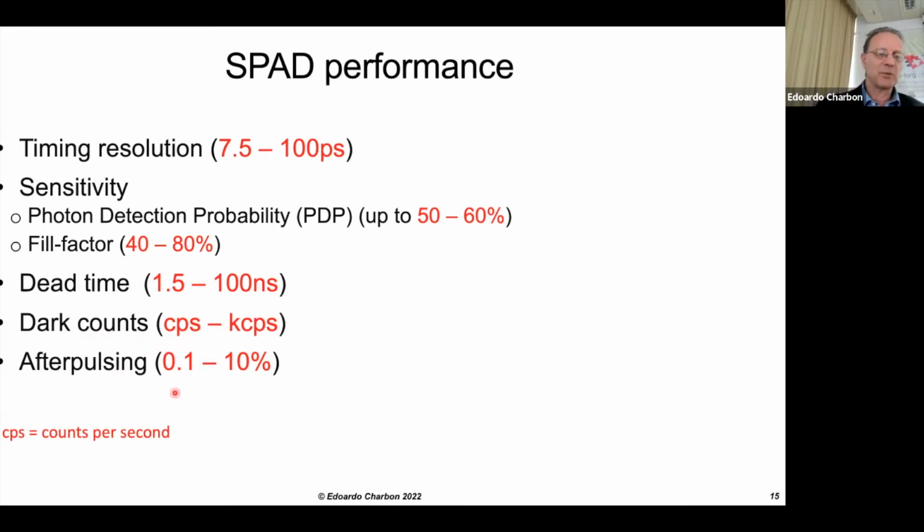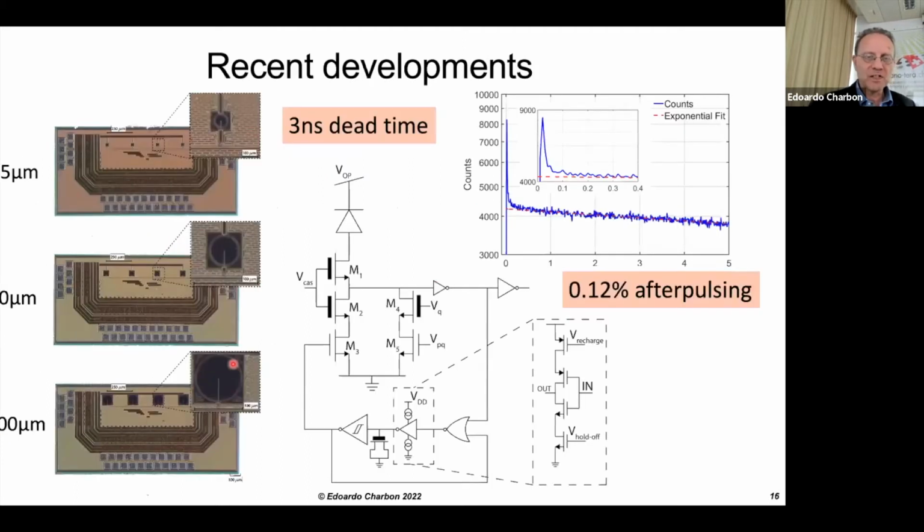And then, of course, afterpulsing is another non-ideality effect, which means that you can have multiple pulses in correspondence to a single photon. These are very recent results obtained with detectors that are relatively large, 100 micrometers, with electronics that, thanks to the fact that these detectors are completely CMOS compatible, can be completely integrated near the detectors. Actually, it is completely invisible here because it's extremely small compared to the detector.